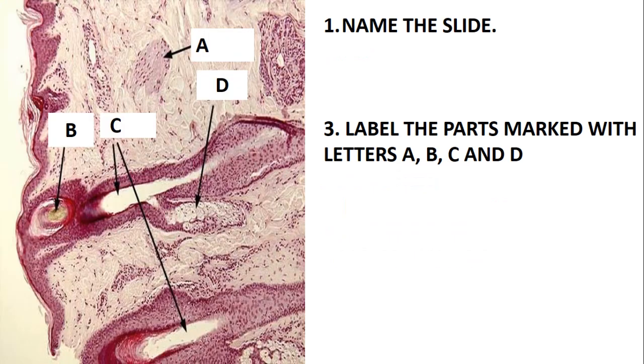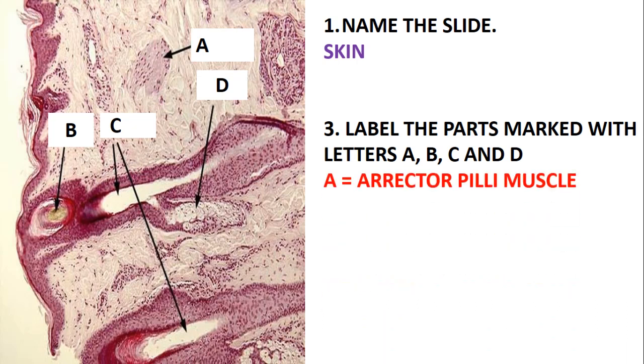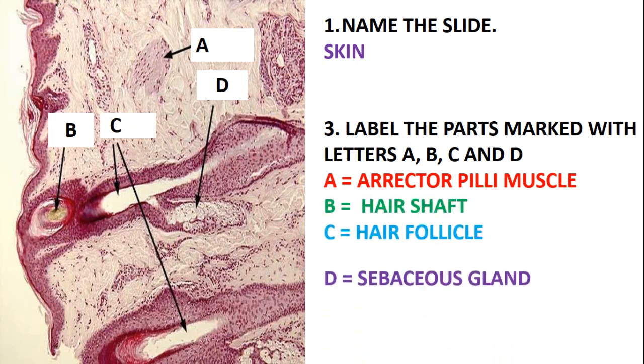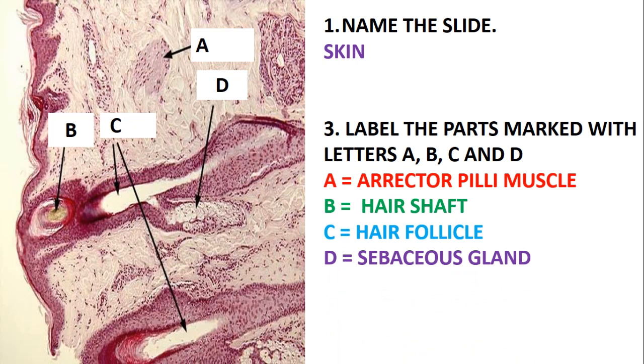Okay, let's quickly move on and look at the next question. Name the slide. If you look at this slide, it is just the skin. Label the parts marked with letters A, B, C, and D. So A is just the erector pili muscle, B is just the hair shaft, C is just the hair follicle, and D is just the sebaceous glands.